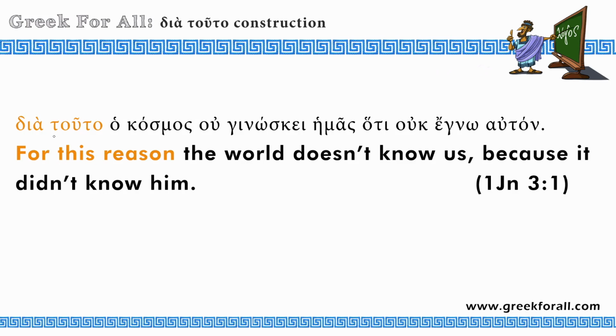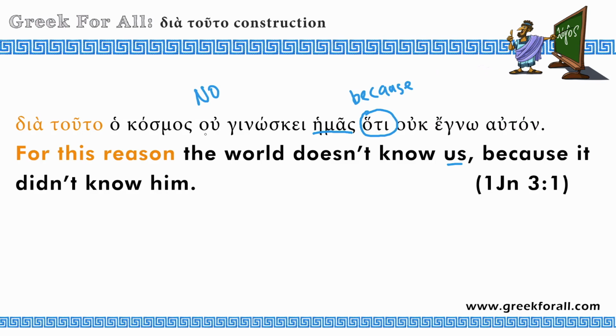For this reason, or because of this, or therefore, ho kosmos, the world, we just saw this word before. The world, ou, negative particle, which means no or not. And since the next word is a verb, it will mean don't. So the world doesn't ginoskei, the world doesn't know hemas, us. So this is what we have here. For this reason, the world doesn't know us. And then we have this word hoti, and this is the key word in our construction here, which means because.